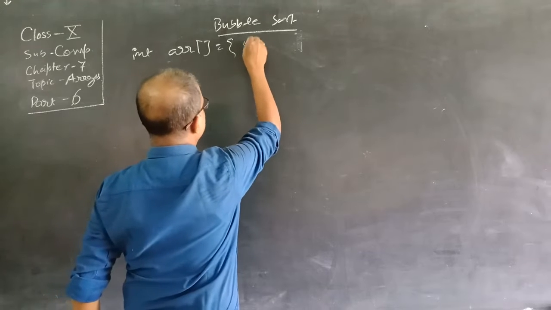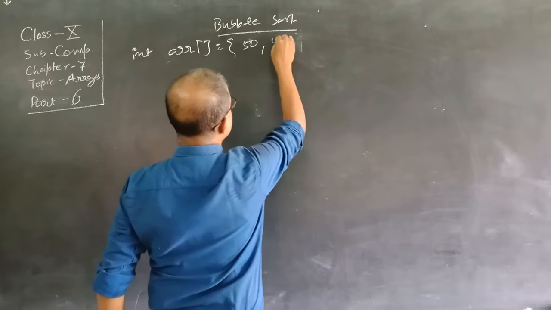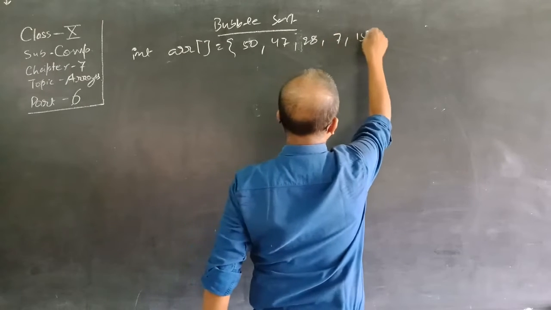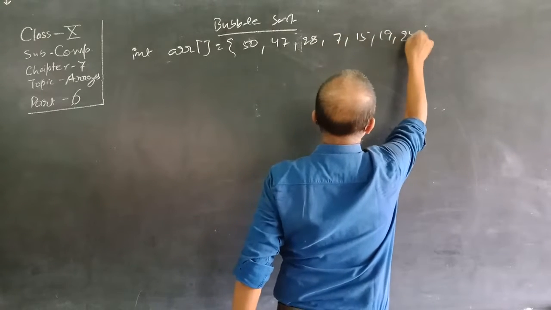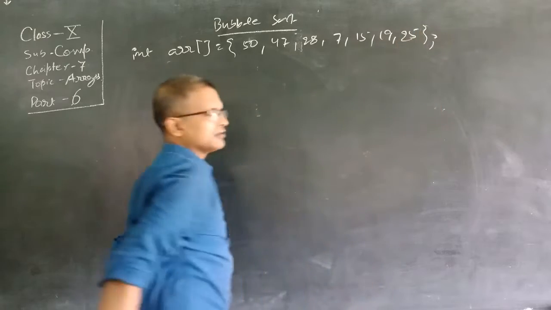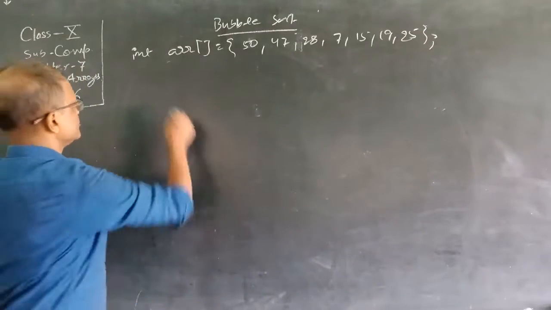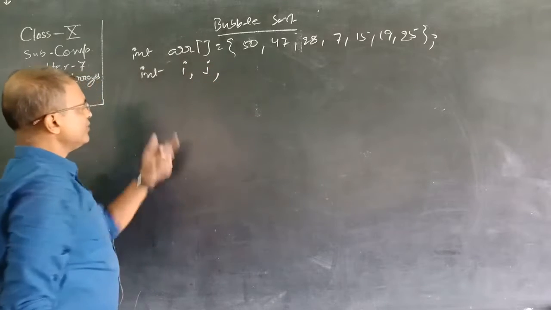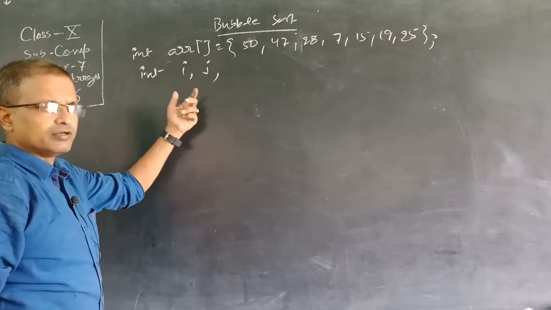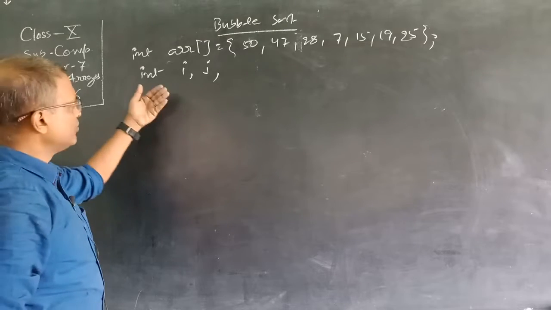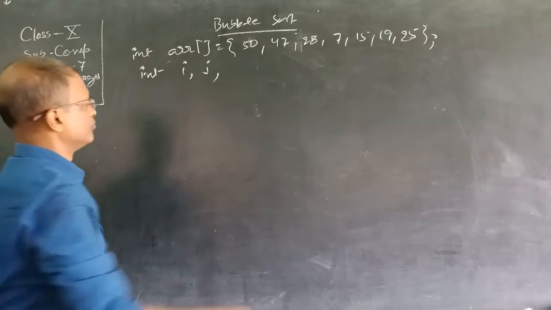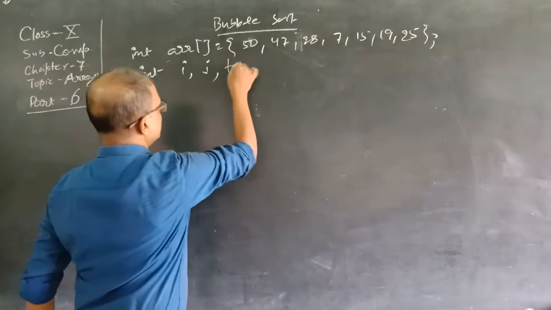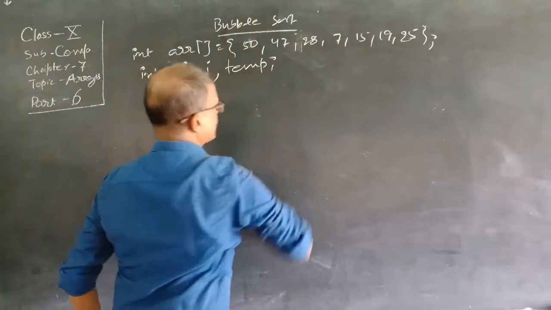Suppose I am taking here 50, 47, 28, 7, 15, 19, 25, that's it. Now declare some variables, int i, j, as we have to apply two nested loops. One will be the outer loop and the second will be the inner loop. Along with this, as we have the swapping technique, first of all declare the variable for swapping.